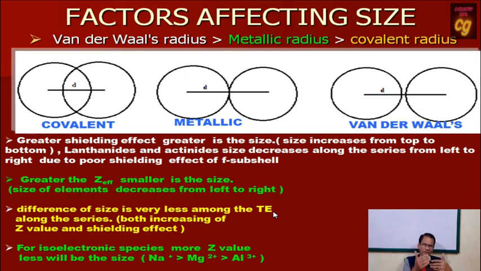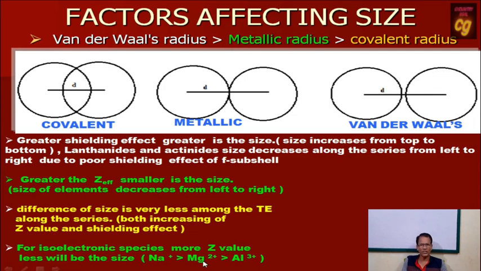Both are increasing, but their effects are opposite. When shielding effect increases, size increases. When nuclear charge increases, size decreases. Since one is increasing size and the other is decreasing it, the size difference between transition elements is very small, or we can say almost the middle elements have similar size, due to the increase in shielding effect and the increase in nuclear charge. That's why in transition elements, the size difference is very small along the series.